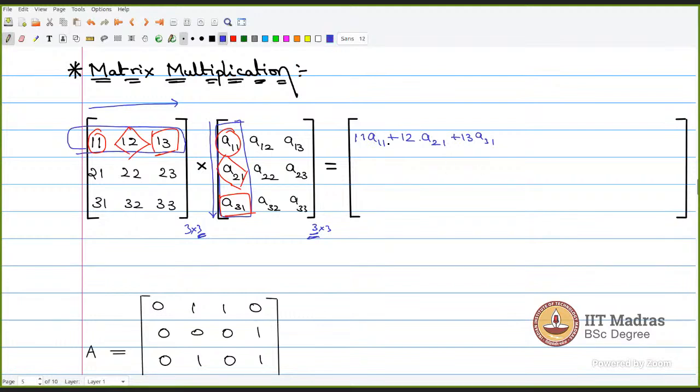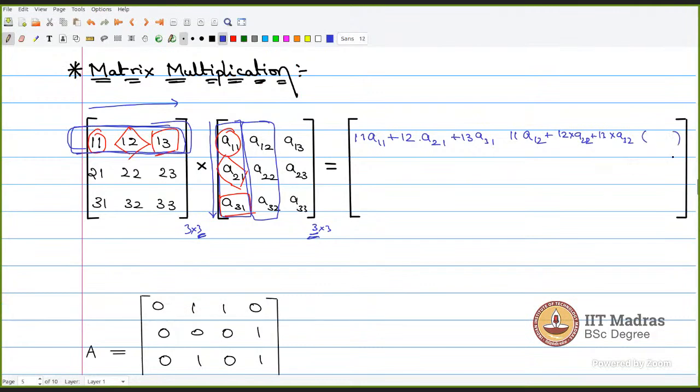The next one is the first row, second column element. You take the first row of the first matrix and the second column of the second matrix, and you multiply the first term to the first term, second term to the second term, third term to the third term. You add all, so that means A11 times B12 plus A12 times B22 plus A13 times B32. So this will be the first row, second column.